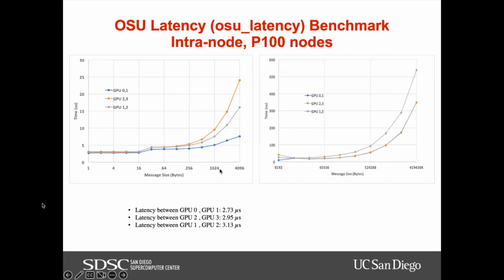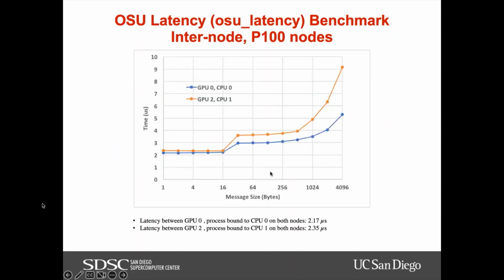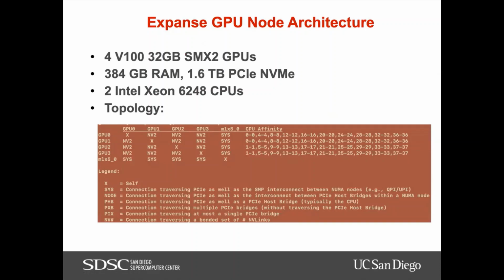When you do latency checks, you'll see that the latency between GPU 0 and 1 is 2.73 microseconds. But if you go from GPU 1 to GPU 2, which are not on the same socket, you get 3.13. So there's quite a bit of latency overhead. Same thing internode, there's a difference between which GPU you go to, even with the GPU Direct implementation. Now, on Expanse, it's a little different. So we have 4 of these V100 GPUs.